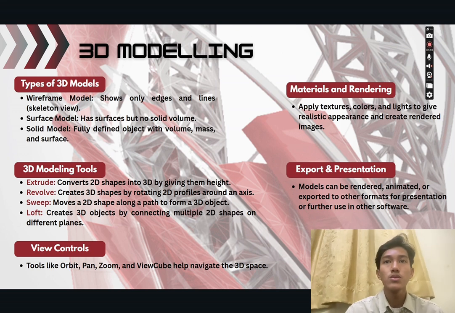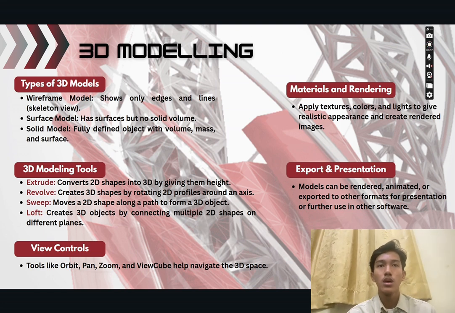For 3D modeling tools we have, such as, extrude, which converts a 2D shape into 3D by giving it height. Revolve creates 3D shapes by rotating a 2D profile around an axis. Sweep moves a 2D shape along a path to form a 3D object. Lastly we have loft, to create a 3D object by connecting multiple 2D shapes on different planes.